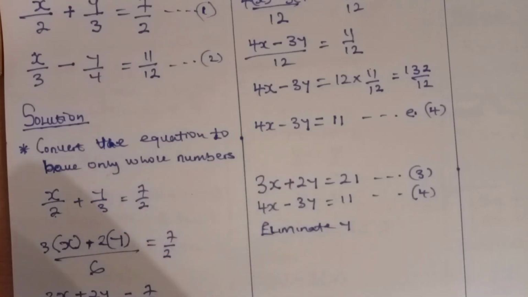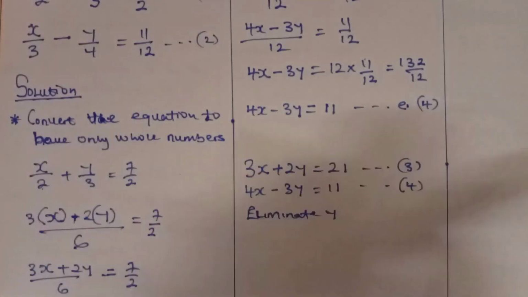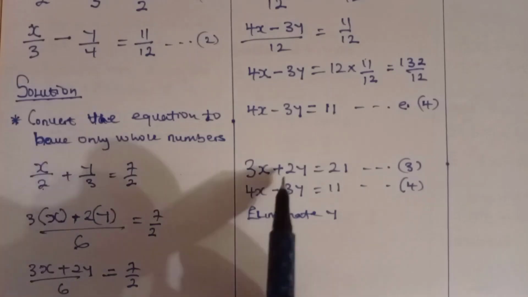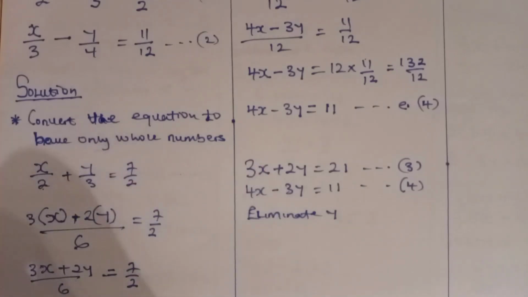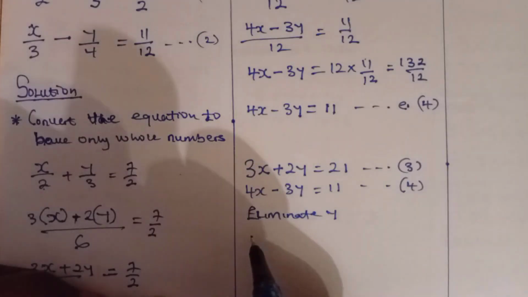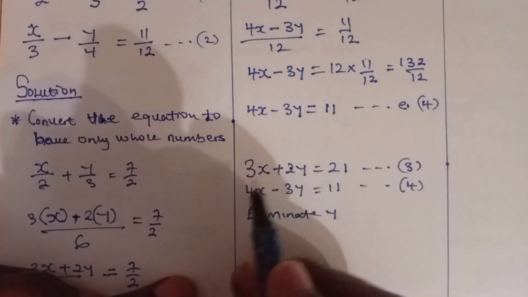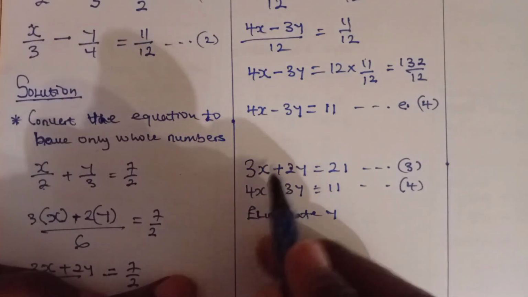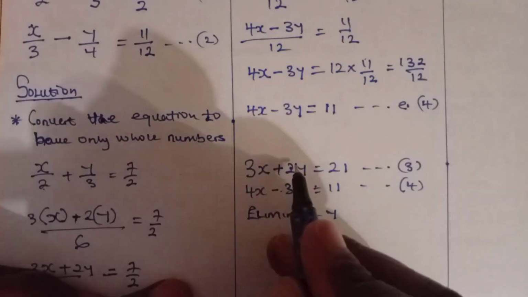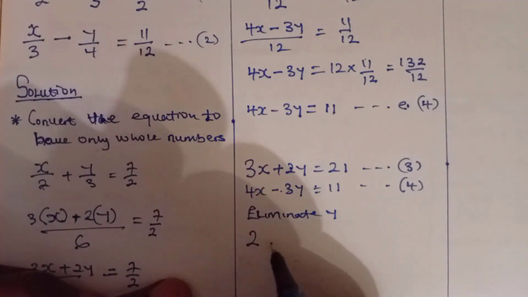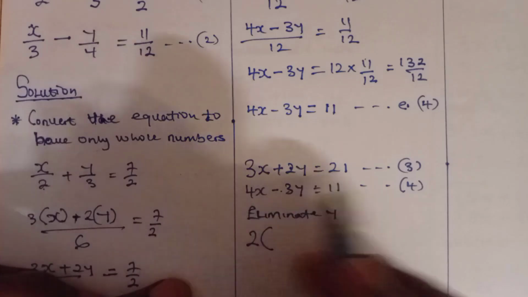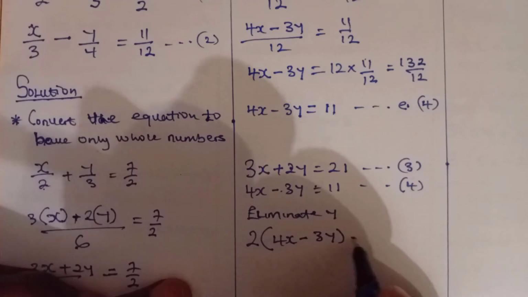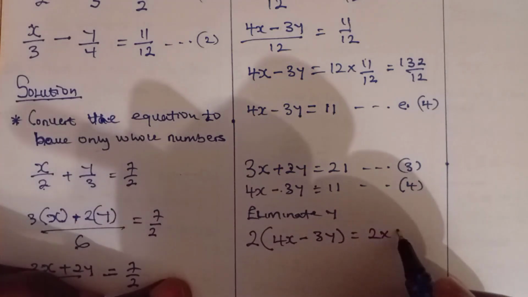From our previous example, we know how we did it, by multiplying using the coefficients from both equations. So we have 2 multiplying equation 4 and negative 3 multiplying equation 3. So let's multiply. We have 2 multiplying equation 4, so we have 4x minus 3y equals 2 times what?